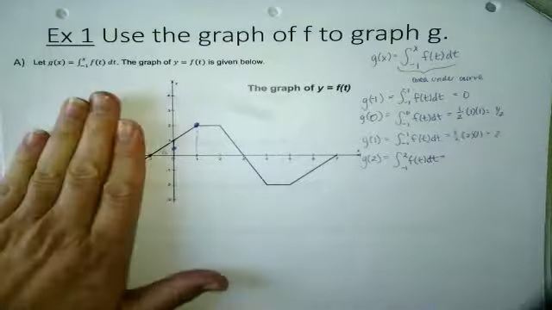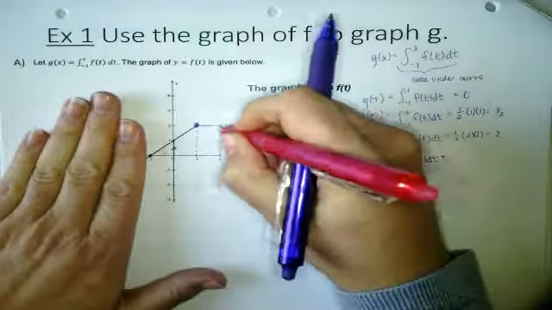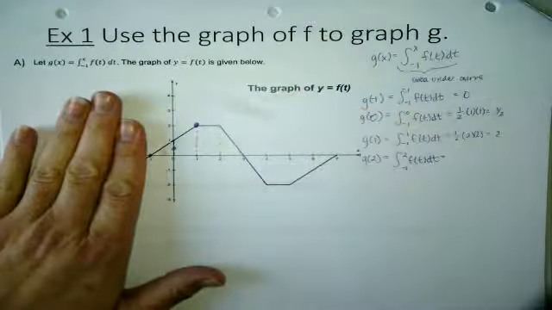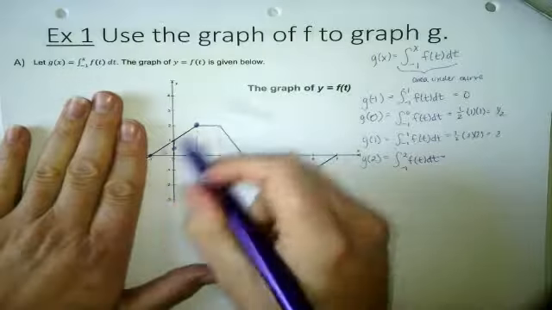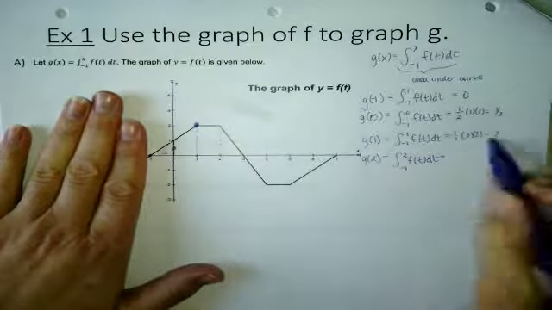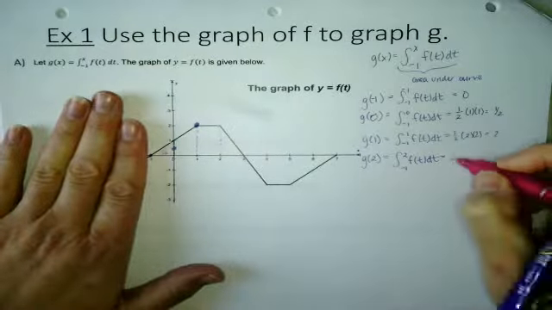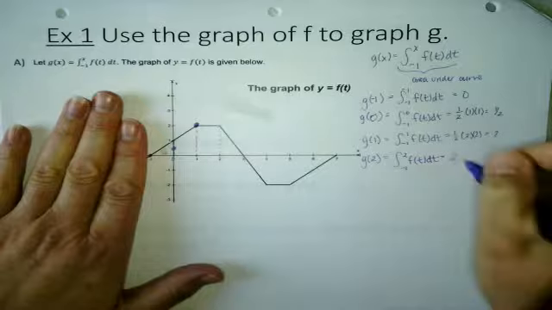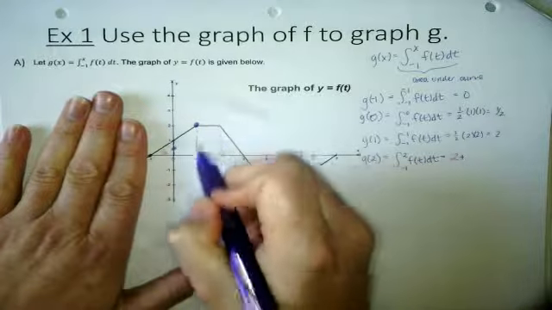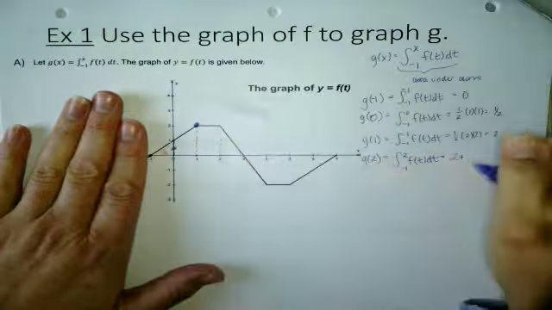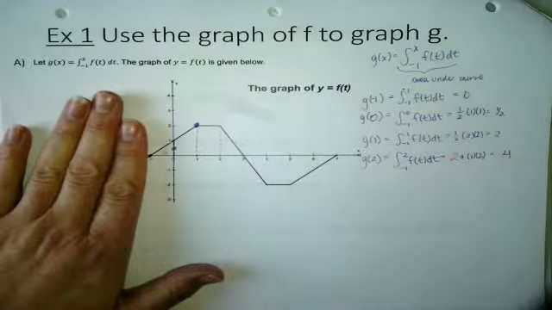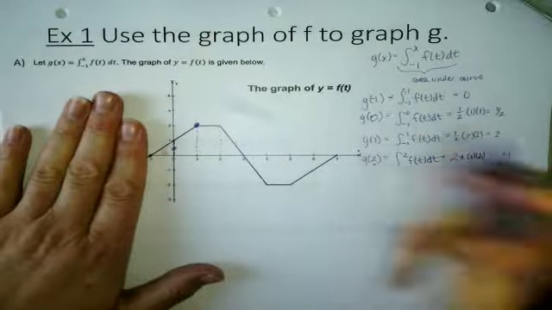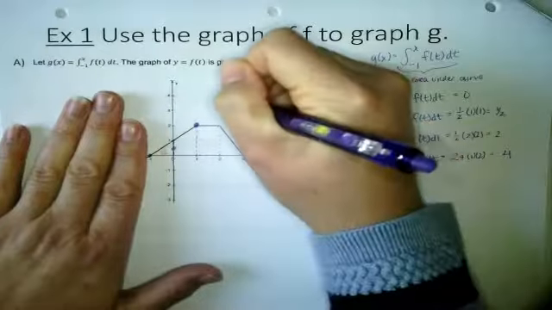So from -1 all the way to 2, what is the area? Well, we know that that whole triangle from -1 to 1 is 2. So that was the area from before. Plus, we just need to add in this rectangle. So that's a base of 1 times a height of 2. So that gives me 4. So my ordered pair would be 2, 4 for my g graph.